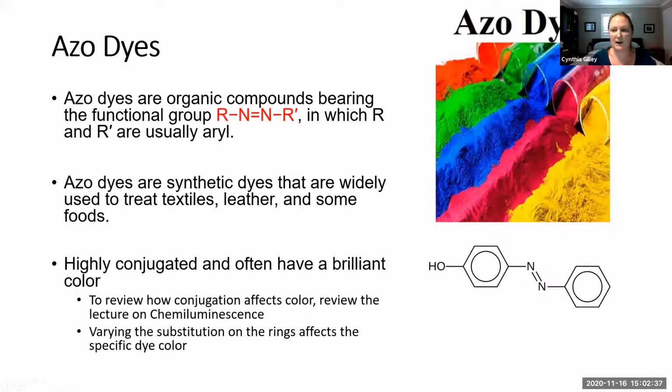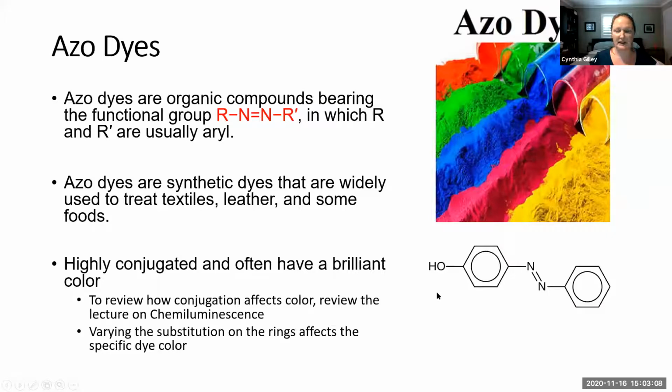Okay, so what are azo-dyes? Azo-dyes are organic compounds that contain the functional group R bonded to nitrogen, double bonded to nitrogen, bonded to another R. So you can see, for example, that functional group displayed in this azo-dye. And very commonly, both R and R prime are usually some sort of aromatic ring with a variety of substituents attached to them.